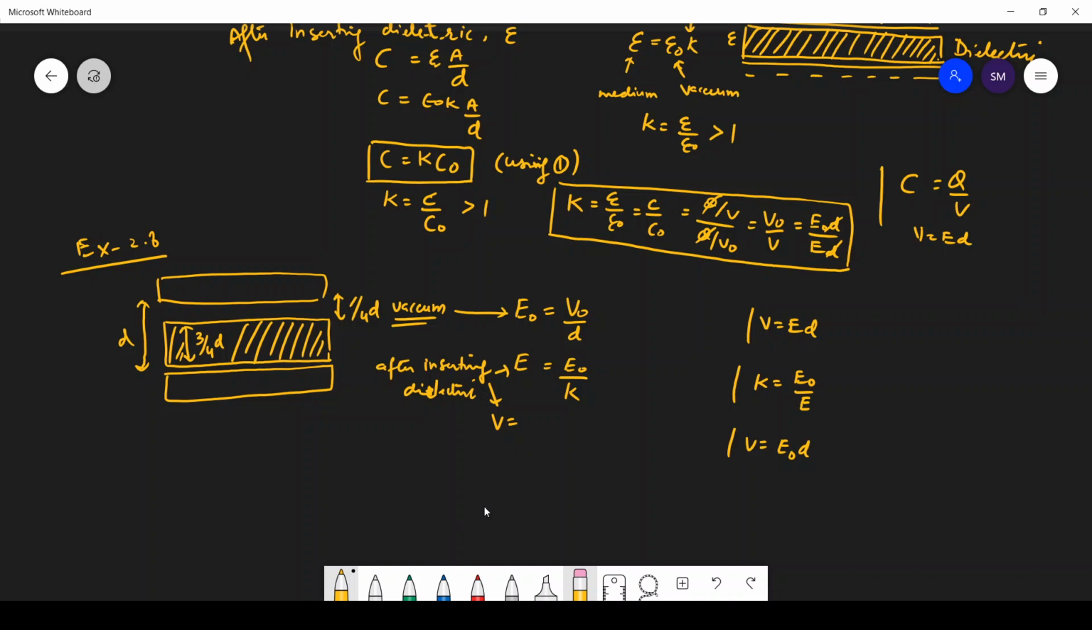And the C will be the symbol, right? So let us write V first. V is equal to ED, right? That's the formula. So V naught is equal to E naught D. The electric field when there was vacuum is V naught by D. After inserting the dielectric, it's E naught by K. So V is equal to ED, right?